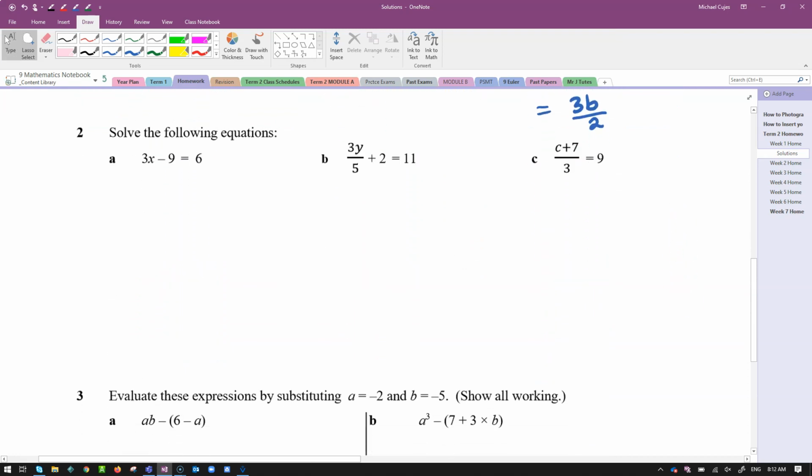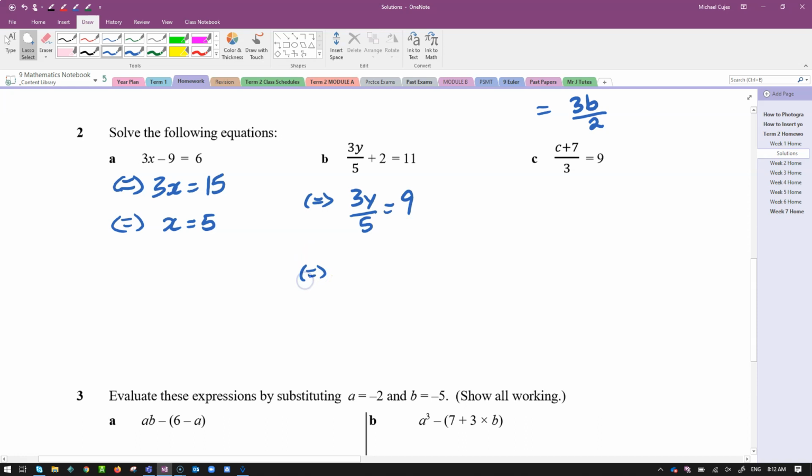Solve the equations. This one here, remember, you're just trying to get x on its own. So you're performing the inverse operations. I'm going to add 9 to each side. Now I've got 3x equals 15. Dividing each side by 3, I get x equals 5. Next one here, what am I going to get rid of first? I could get rid of the 5, but in this case, because there's only one denominator, and that 2's nice and easy, I'm going to subtract 2 from each side first. 3y over 5, 11 minus 2 is 9.